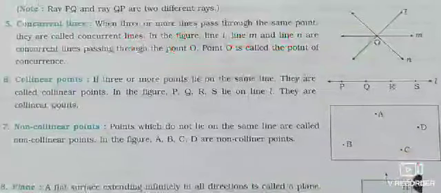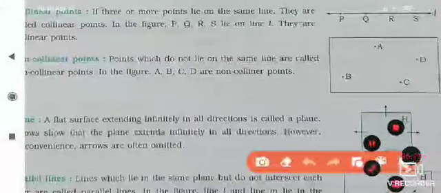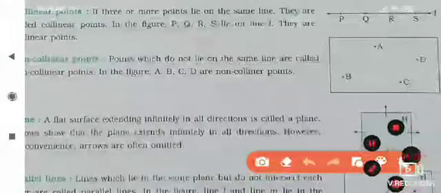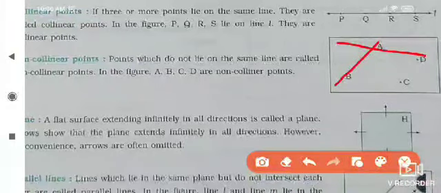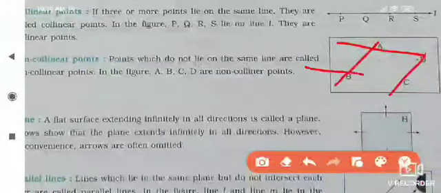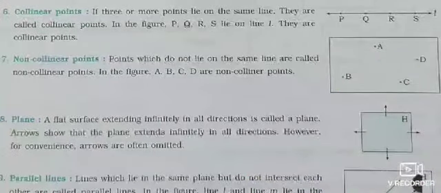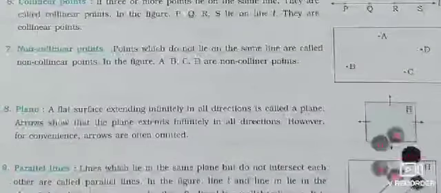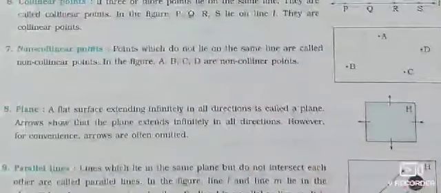Next, non-collinear points. The teaching was over, so quickly I am taking the revision of it. Suppose in this figure I have to draw a line passing through these points. It is impossible to take all these points in one line because they are not on one line, and that's why these points A, B, C, D are non-collinear points. Next is the plane.